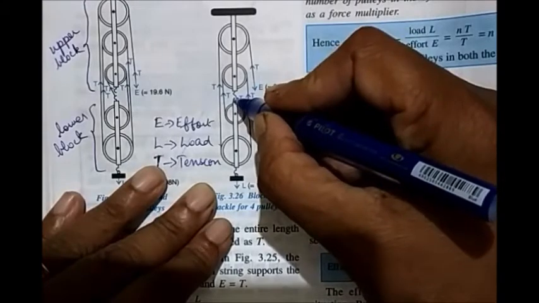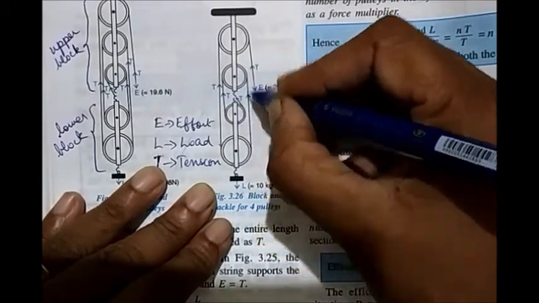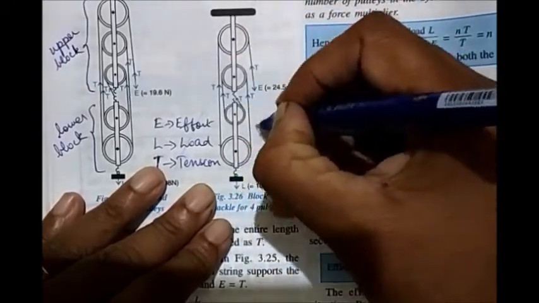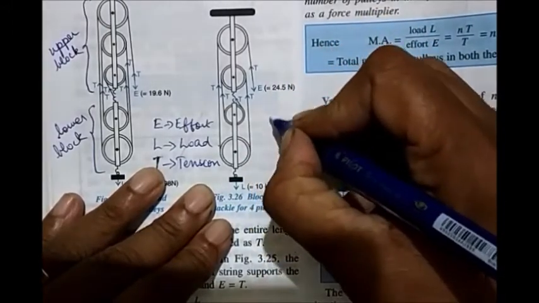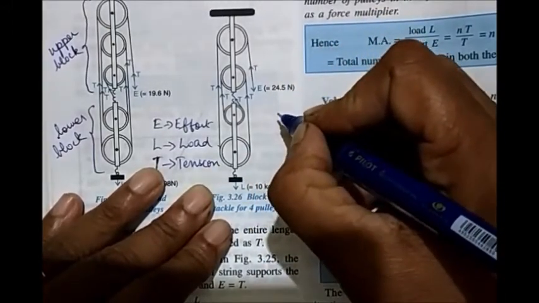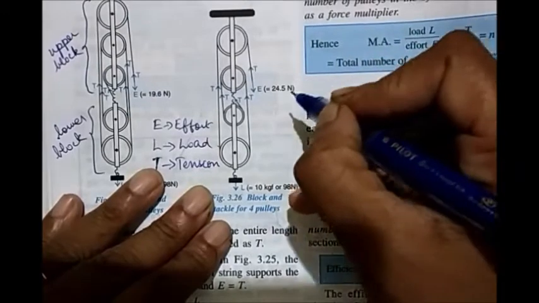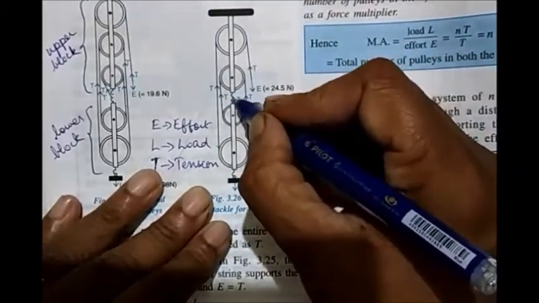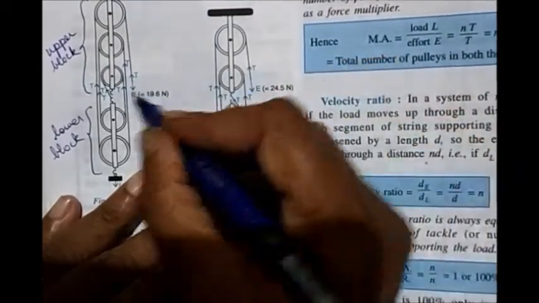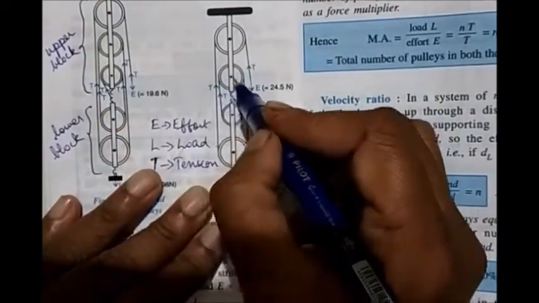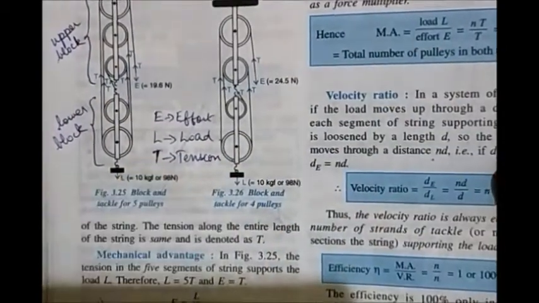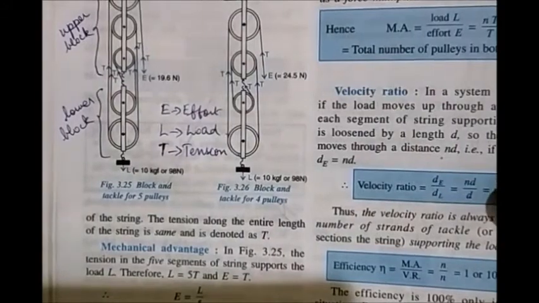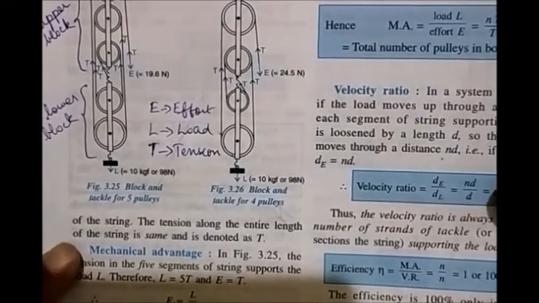If I would have started from the lower hook, I'll go like this, like this, like this and come up like this. Again my effort will be in upward direction. Then there's no use of it as a pulley. So that is why I have to start from the upper block. Here I start from the lower block, here I have to start from the upper block. And then same way you have to do the derivation of MA, VR and efficiency.